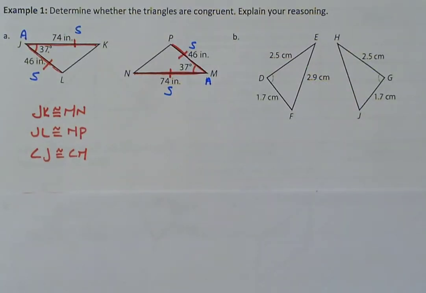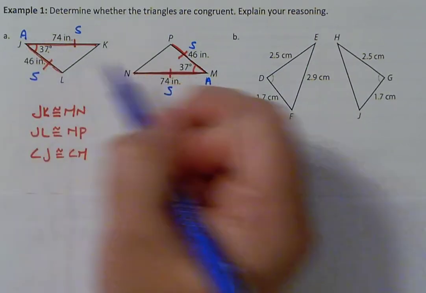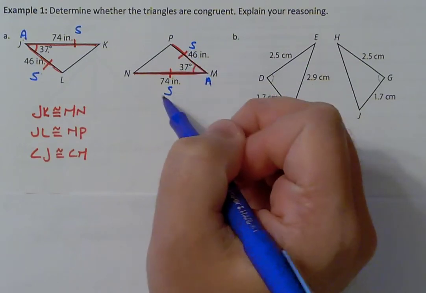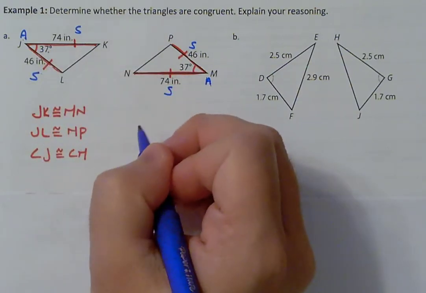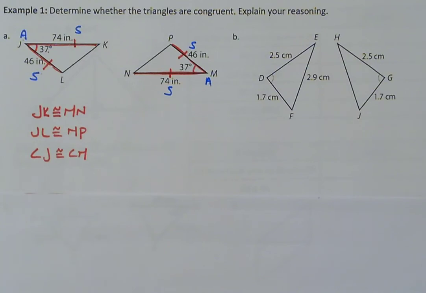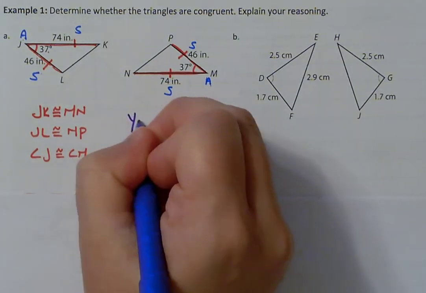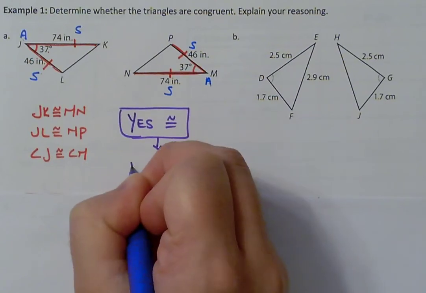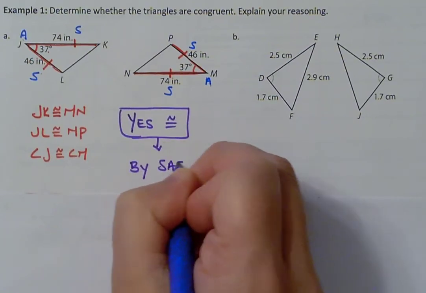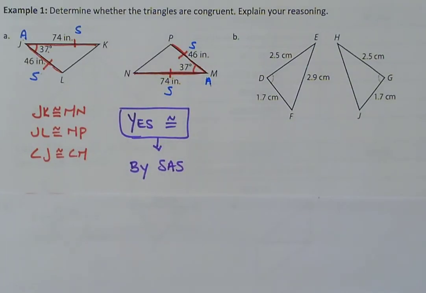So can I say that these two triangles are congruent based off of side, angle, side? I can, because it goes side, angle, side, side, angle, side. So that means I have my two sides and the included angle. So I have my two sides, the angle in between those two sides is congruent. So I can say that yes, they are congruent by side, angle, side. So that is your goal for today, is to determine if you have two sides that are congruent and if the angle in between those two sides is congruent.